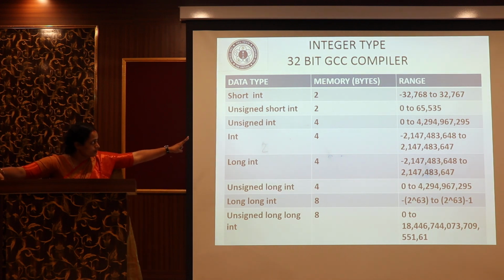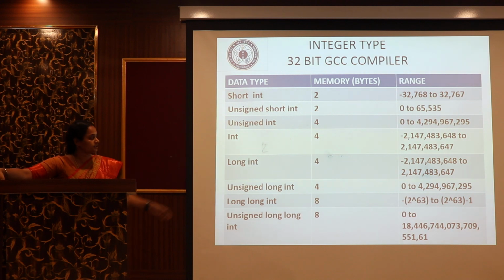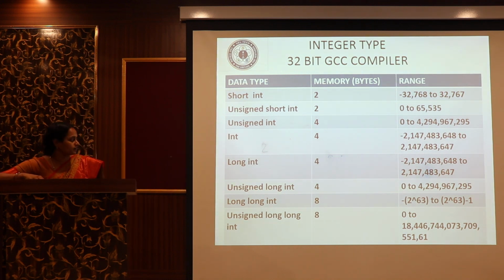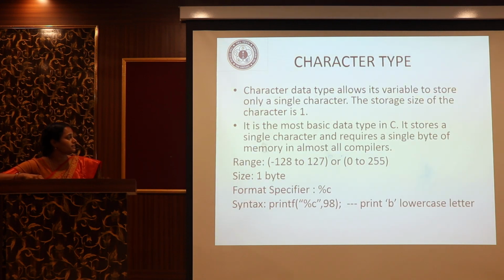It contains 1 or 2 bits from this range. Those ranges are classified like this. Here another data type is the character data type. It allows only a single character. That means I have to store only one character. The range of this character is minus 128 to 127.